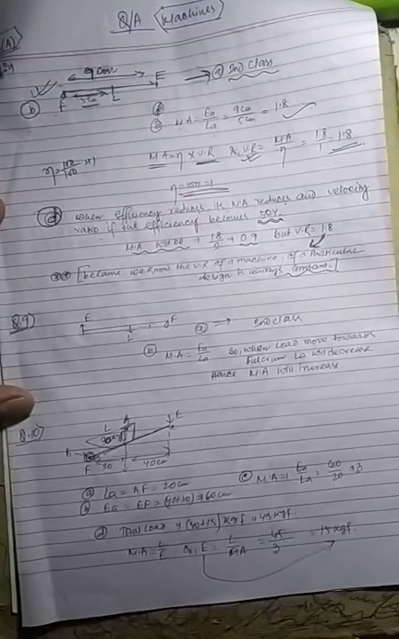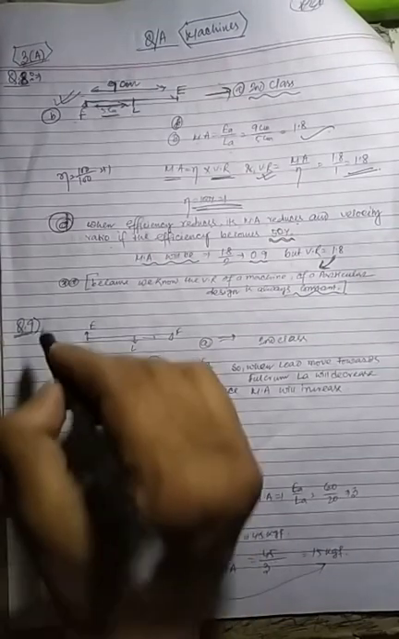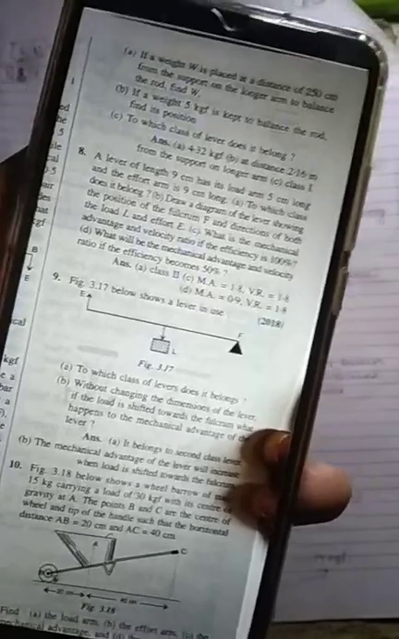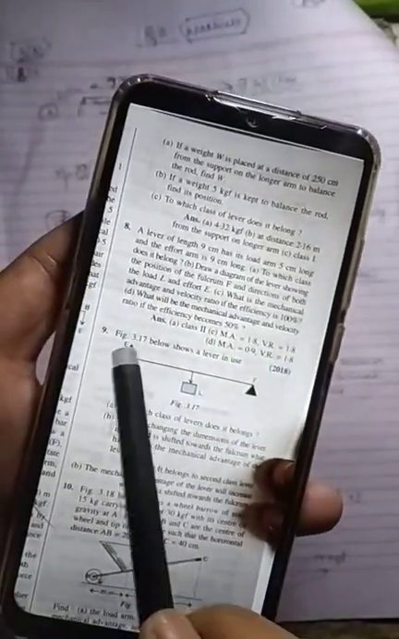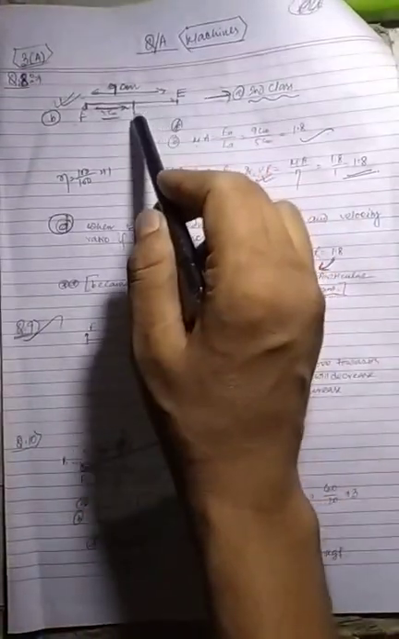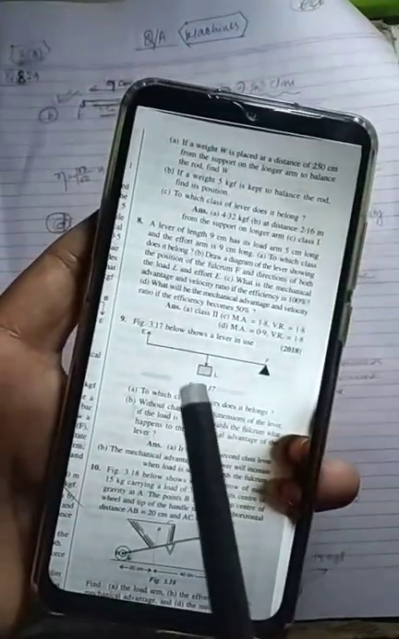Now move to the second question, question number 9. Once again I am showing you question number 9. Students, you see it is very easy. The drawing is already there, with the load in the middle. This type of structure, with the load in the middle, means second class.